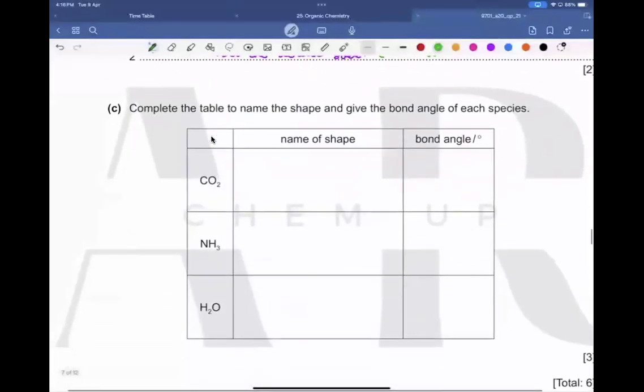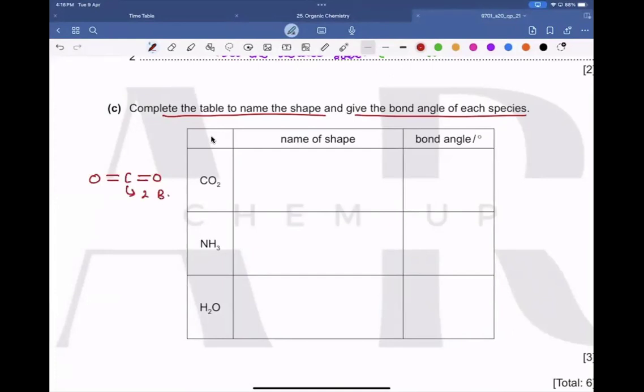Okay. Now, complete the table to name the shape and give the bond angles of each species. Okay. Carbon dioxide. If you work on carbon dioxide, if we look at the central atom, there are 2 bond pairs around it and 0 lone pairs around it. That makes the shape linear. And when the shape is linear, then the bond angle is 180 degrees. So this bond angle is going to be 180 degrees.